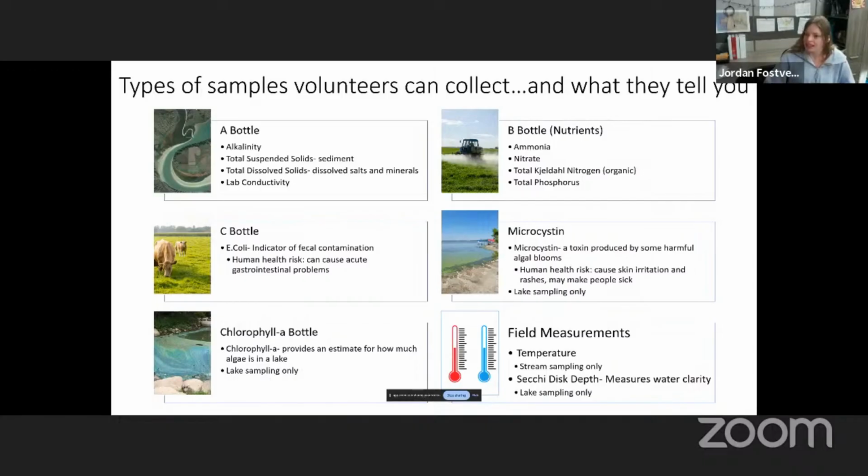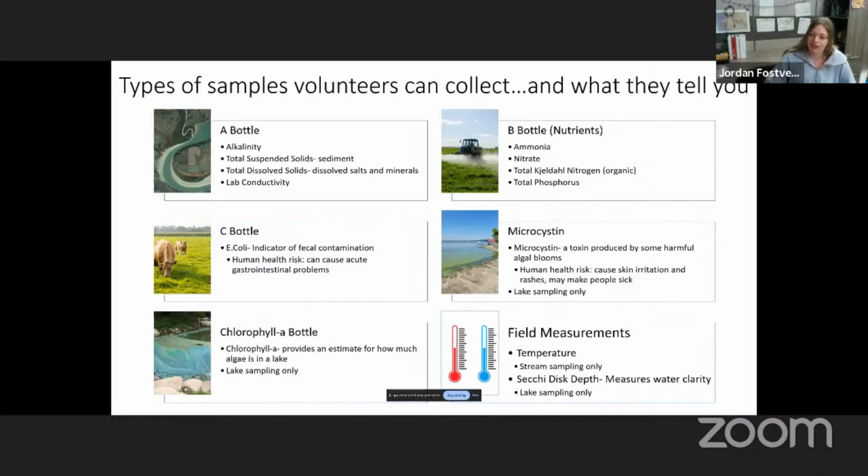Microcystin is a toxin produced by some harmful algal blooms. It is also a human health risk. It can cause skin irritation and rashes and might make people sick. This is for lake sampling only. The chlorophyll A bottle is something we look at because it provides an estimate for how much algae is in a lake. This is for lake sampling only.